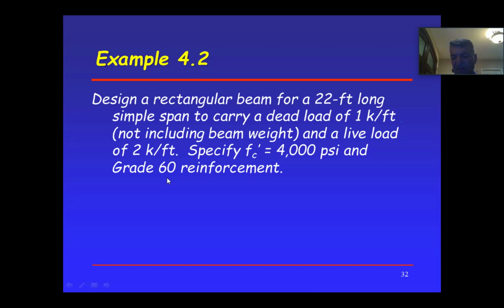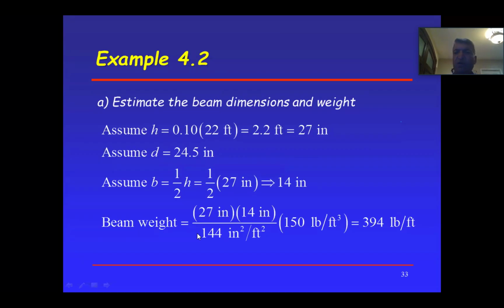All right. So how do we do that? Just follow the steps. First, we need to estimate the beam dimensions and weight. Again, this is one method. You will see in the examples, we're going to handle a similar problem with a different method of design. And we will see which one is the most efficient. I'll tell you. But we need to go through this. So estimate the beam dimensions and weight.